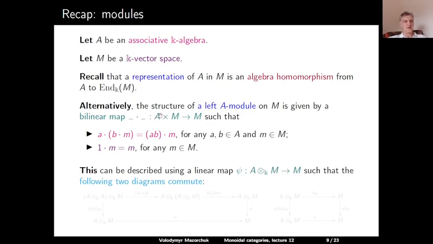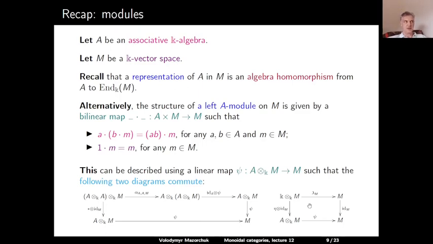As usual, bilinear maps can be described as linear maps from the tensor product, so from the tensor product of A with M to M, so we denote this bilinear map psi. And now our axioms can be written as two commutative diagrams. So we have the associativity commutative diagram for psi, just like before, but now the rightmost factor is m. And we have the unitality diagram for psi, just like before, but now the rightmost factor is m. So this is an alternative point of view on the usual notion of a module.